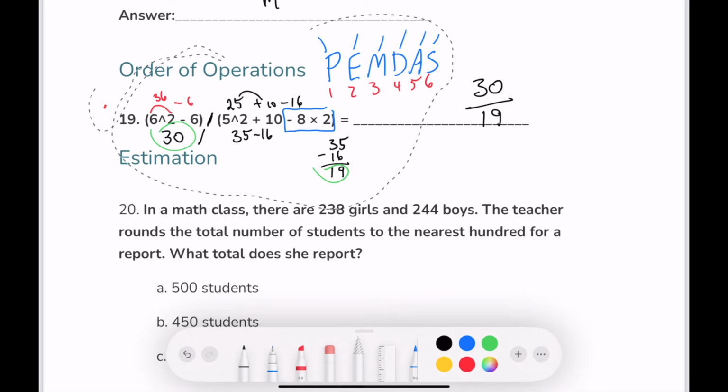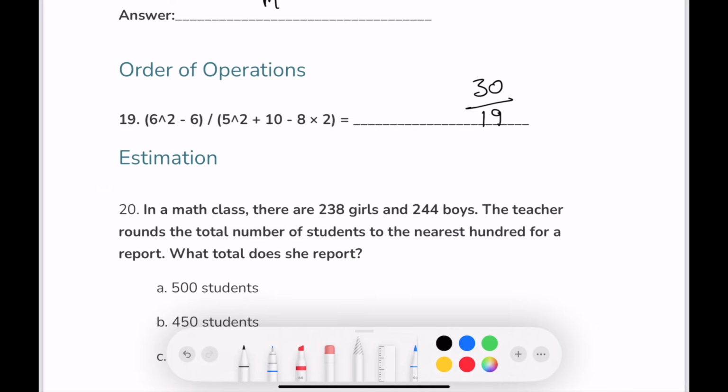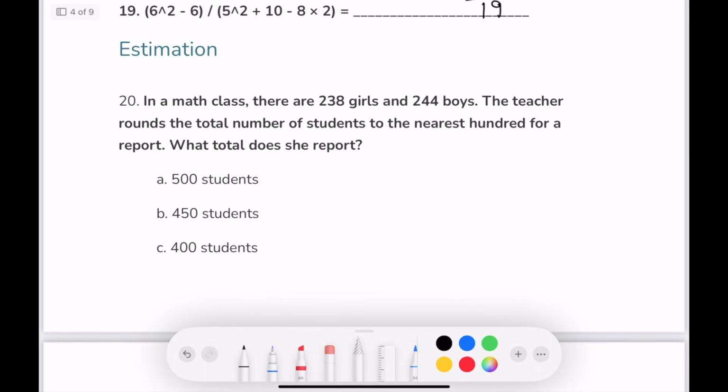Okay. Wonder if that's going to work. It does. Nice job, iPad. Okay, let's go on to estimation. Now remember, there's a total of 30 questions. We're on question 20. You're doing awesome. Nice job for sticking around with me. Estimation it is. Here we go.